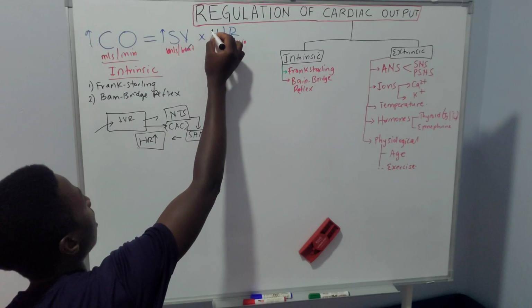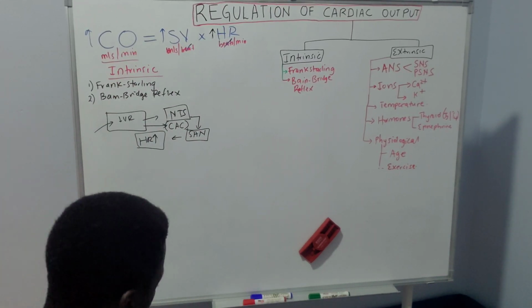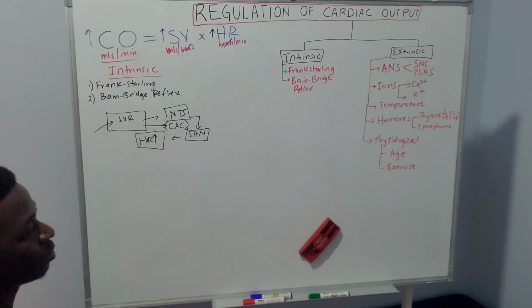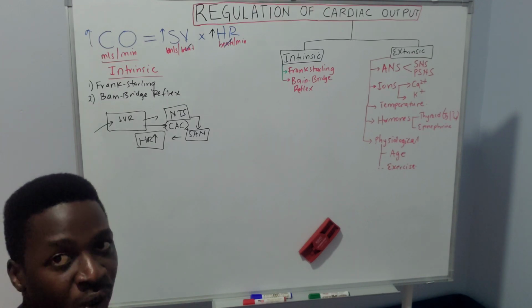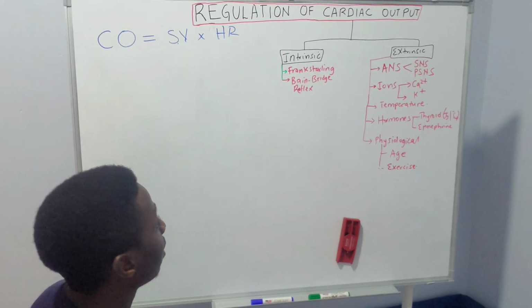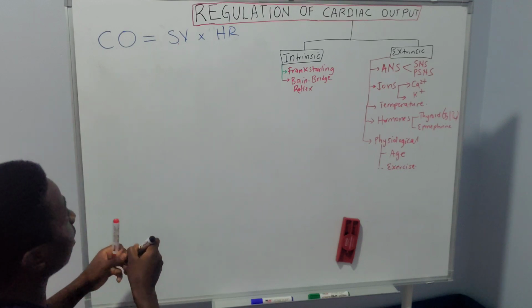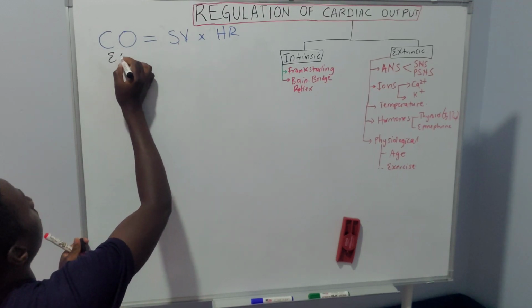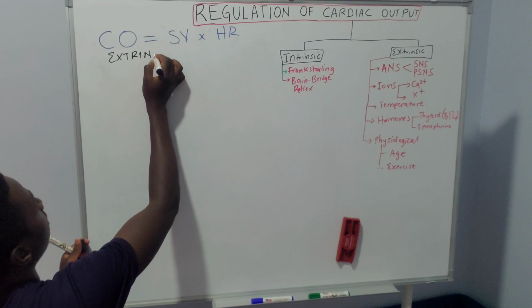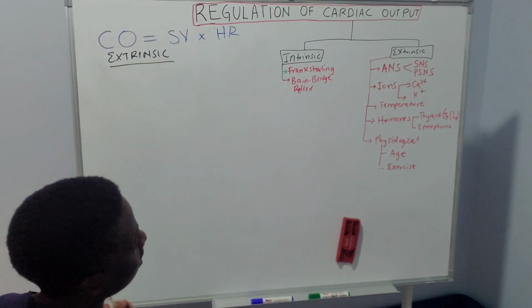When you increase the heart rate, you actually increase cardiac output. So this is simply the Bainbridge reflex. Right, and now the last bit is the extrinsic pathway, or the extrinsic mechanisms.